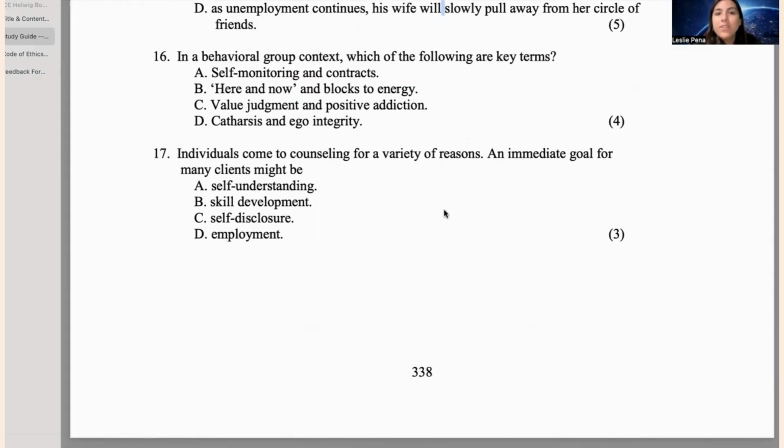17. Individuals come to counseling for a variety of reasons. An immediate goal for many clients might be to do what?